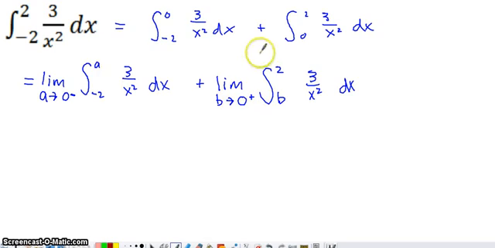So at this point you have two pieces of work to do. You're going to have to evaluate this integral and then a limit, and then evaluate this integral and a limit, and then add the two together. Now the nice thing about this process is if you go through this first half of the problem and get an answer of infinity or negative infinity, if you get that this integral diverges, you don't even have to worry about this one.